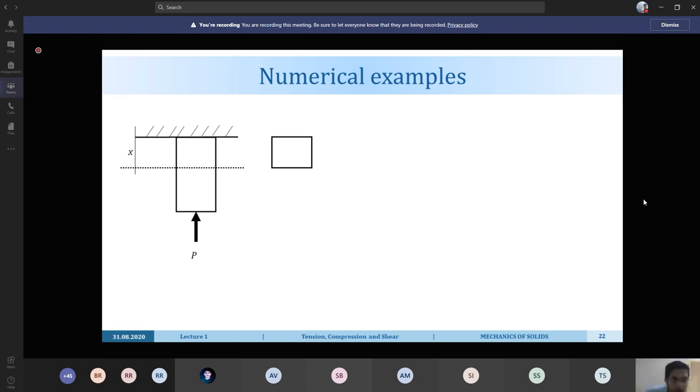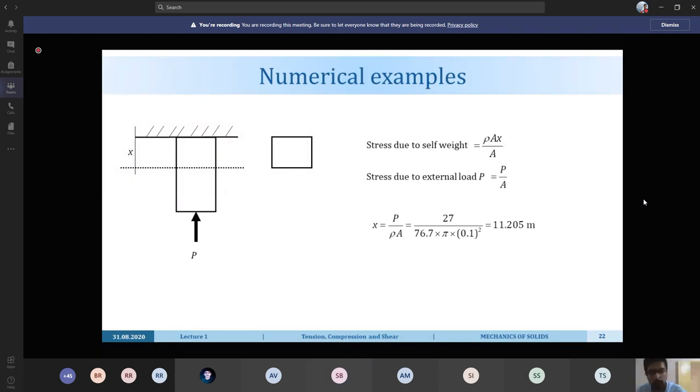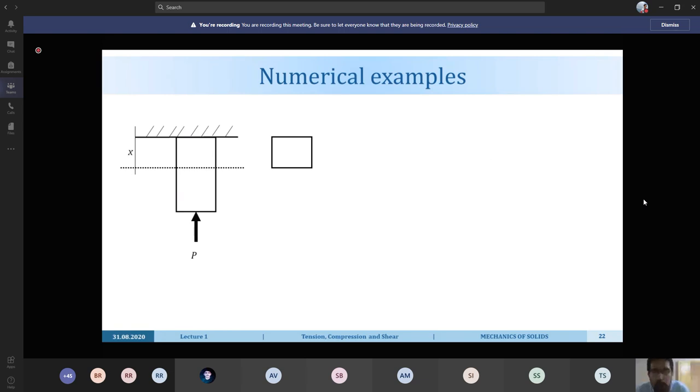Can someone give some clue? Any clue? Sir, 11 meters from the. Yeah, I think 11 meters. Yeah, 11 meters. So I hope you understood, right?